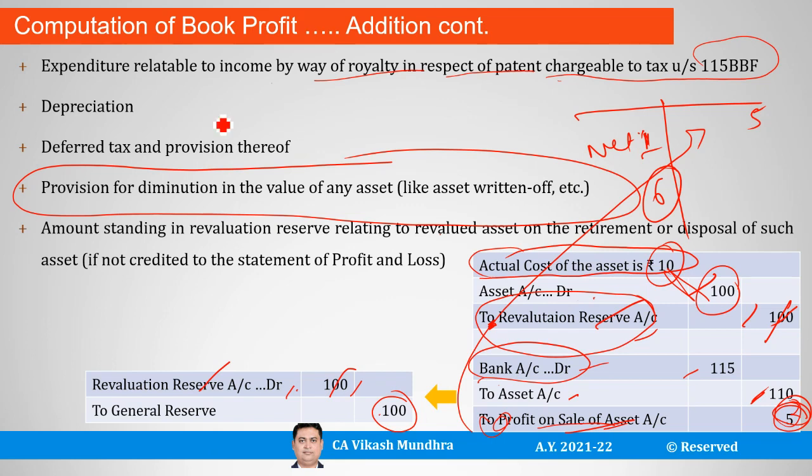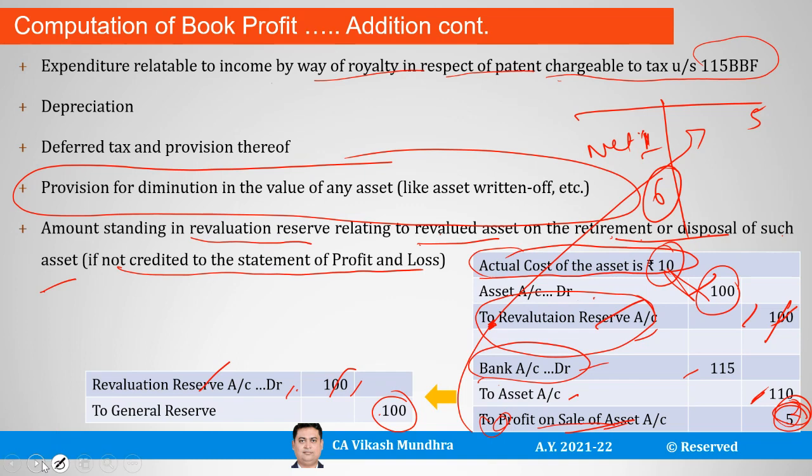What they said: amount standing in the revaluation reserve relating to revalued assets on the retirement or disposal of such asset, if not credited to the statement of PL account. If that money is not credited to PL account, it should be added back. Hence, due to this line item, my book profit shall be increased by 100. That means now my book profit should be 106. 6 is my PL. Add 100, that is the amount in the revaluation reserve account. Got it? Any question? Any query?